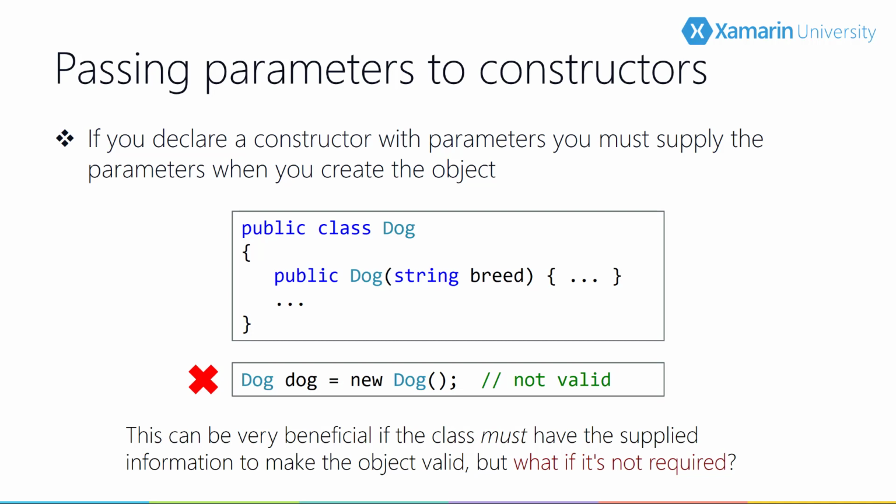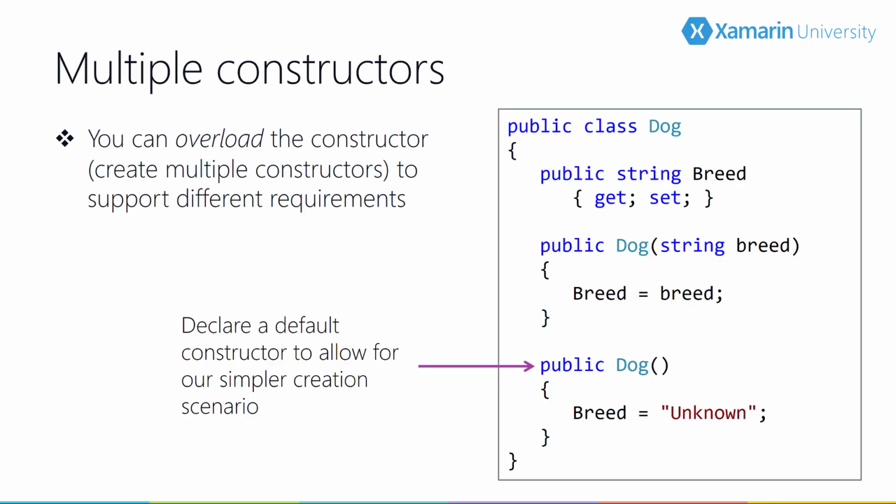Now, that doesn't mean that you can't have multiple constructors. In this case where we have our dog, notice how we have the breed once again. We have a constructor that takes in a breed, and if you do pass that in, we assign that to the breed property. And then we have a default constructor, so that if you don't supply a breed, we'll just assign it to unknown. So we can overload our constructors.